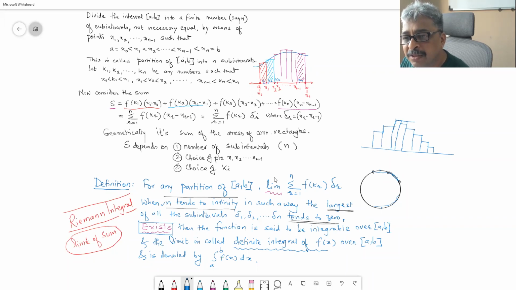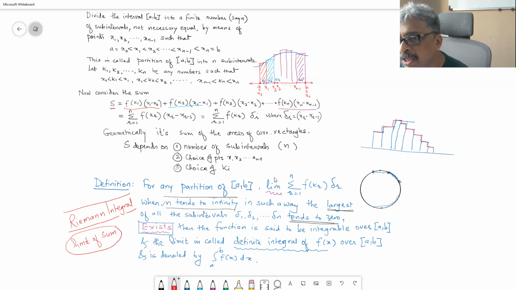This rectangle is gone. This is too big. Again, let me correct it. So as you increase the number of intervals n, and as you decrease the width of every interval, you are integrating. So right now, if you look at this curve, it is rough. It is steps and steps and steps.